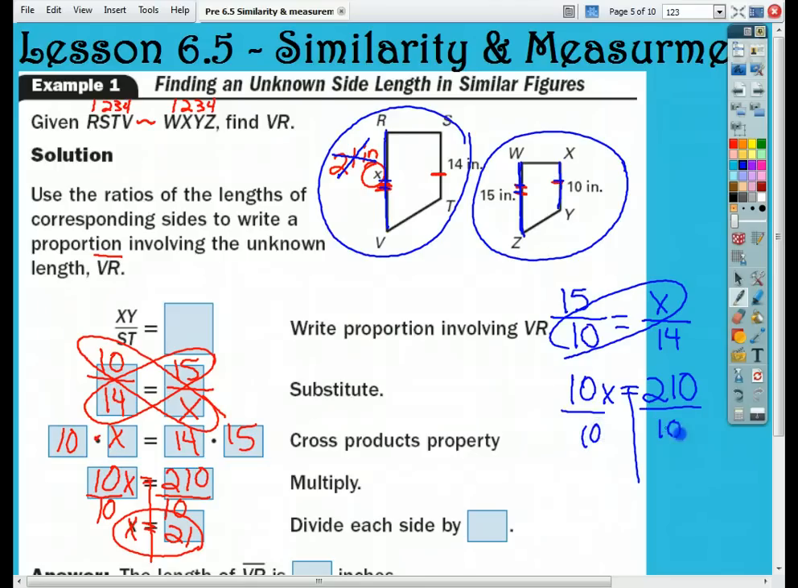Divide by 10. Once again, x equals 21 inches.